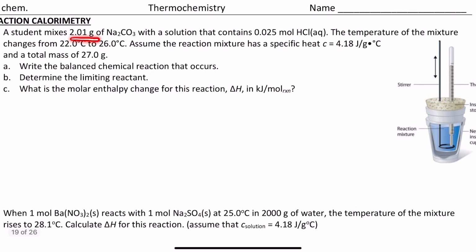So here it says we mix a mass of sodium carbonate with a certain number of moles of hydrochloric acid. The mixture changes from 22 to 26 Celsius. And we're going to assume that the reaction mixture has a specific heat that's the same as liquid water. Makes sense because if we're using aqueous hydrochloric acid, it's mostly water that's absorbing that energy. They also tell us the total mass of the reaction mixture that we're going to use. So let's write a balanced reaction, figure out the limiting reactant, and I'll show you how we get what's called the enthalpy change for the reaction, which you'll notice we use the letter delta H again.